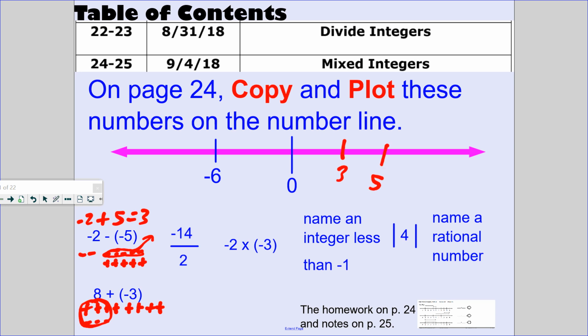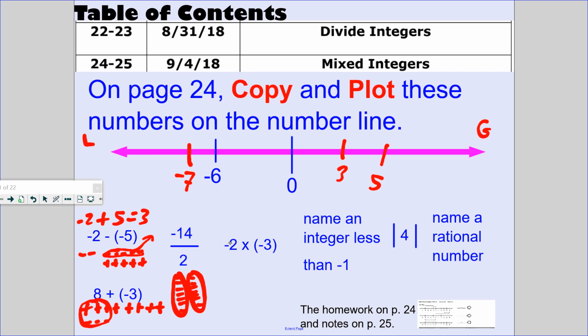14 negatives divided into 2 groups. 1, 2, 3, 4, 5, 6, 7, 8, 9, 10, 11, 12, 13, 14. I divide it into 2 groups, -7. Where would I put -7? Let's see, -1, -2, -3, -4, -5. Oh, -7 is to the left of -6 because I'm doing it from least to greatest. -7 is less than -6.